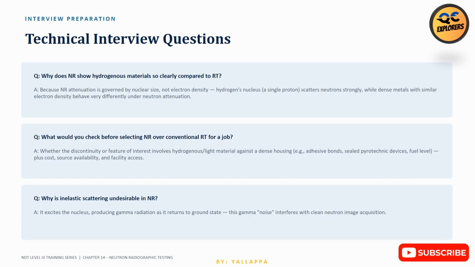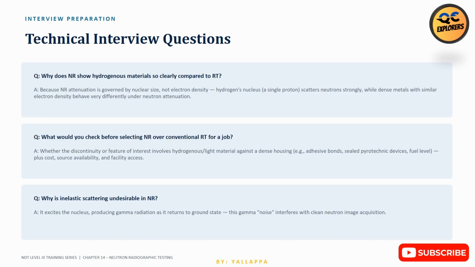Why is gadolinium preferred as a converter material? Because gadolinium has one of the highest neutron absorption cross-sections of any practical material, this allows it to efficiently convert neutron interactions into detectable radiation, producing images with excellent contrast and high spatial resolution.